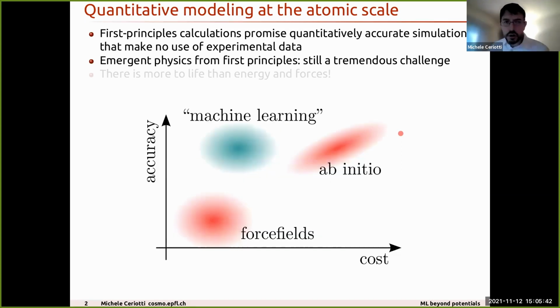So what machine learning does promise is to cross the cost accuracy landscape and reach an optimum spot in which, after having trained the model, it can reproduce the accuracy of empirical models at a cost which is much reduced relative to an explicit solution of the electronic structure problem.